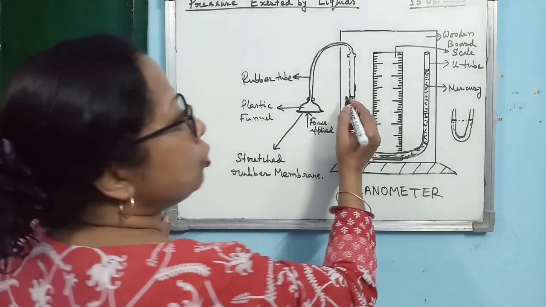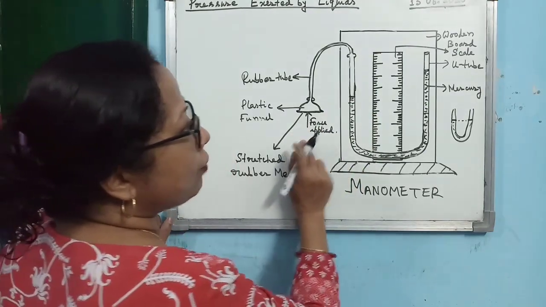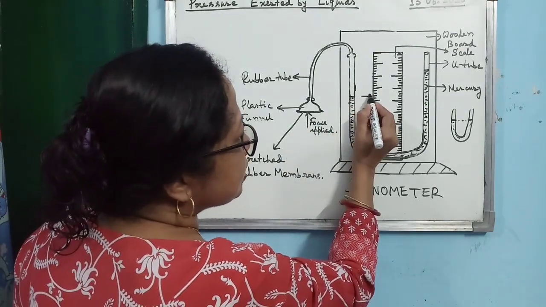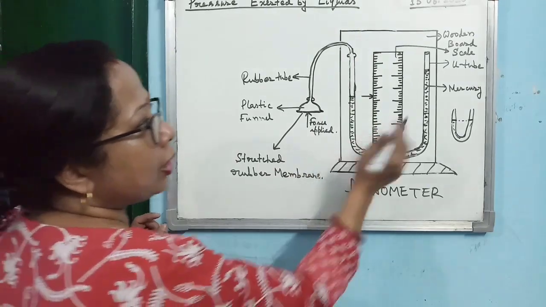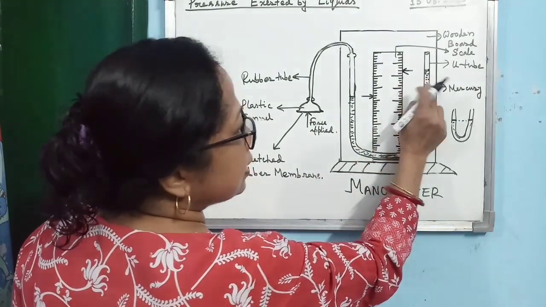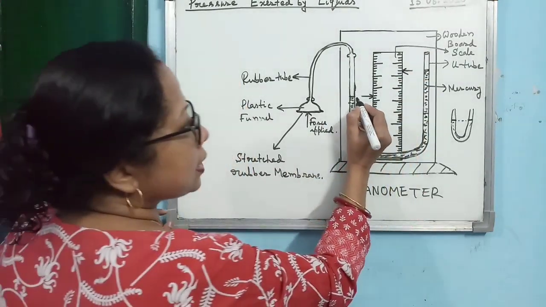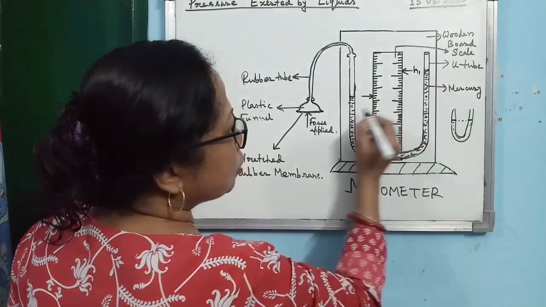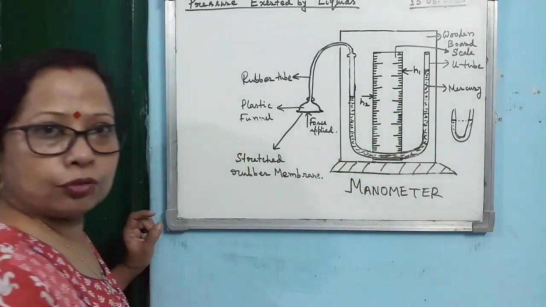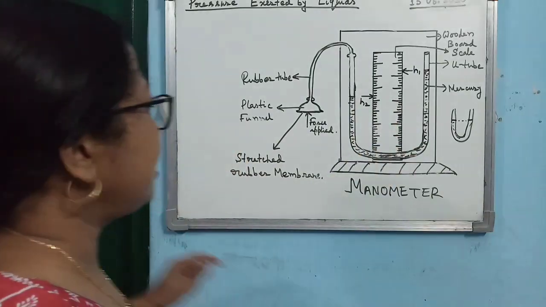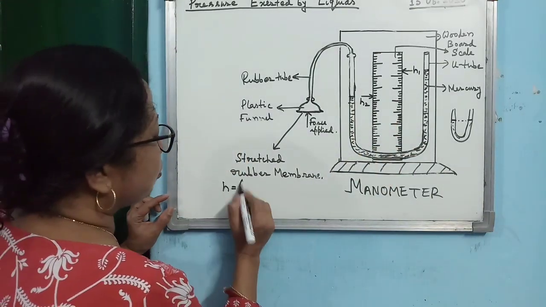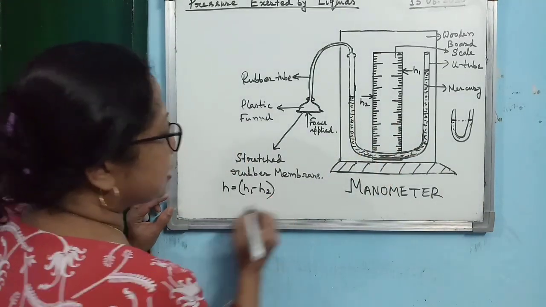Okay, then how to measure how much pressure you have applied? You find out what is this reading from the scale. So let us consider this reading is H1 and this reading is H2. From the scale you can measure it. Then you find out H is equal to H1 minus H2.